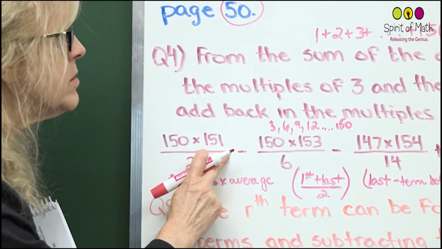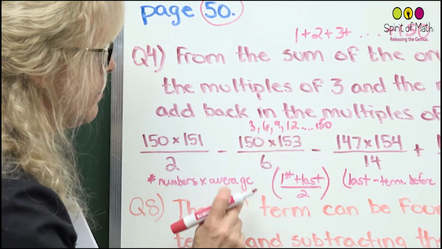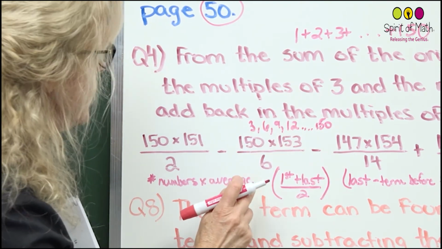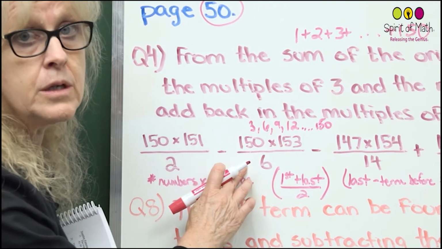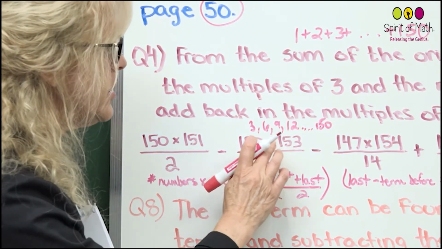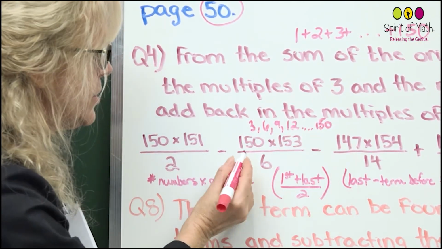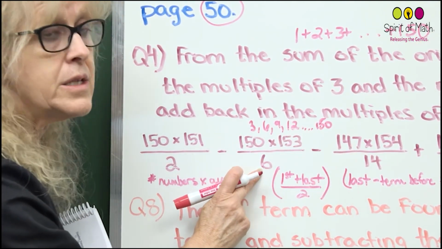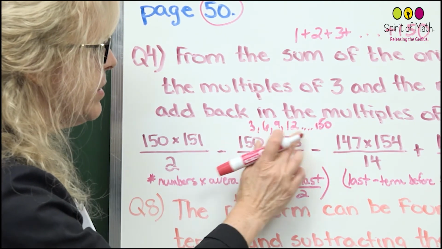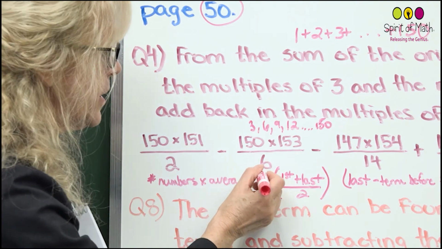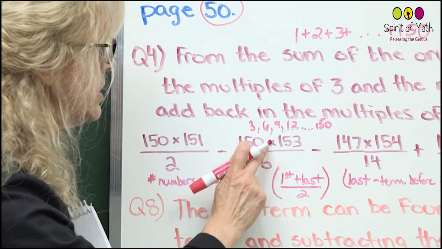Now you have to take out all the multiples of 3. So 3, 6, 9, 12, all the way up to 150. You basically have 150 numbers, and you divide that by 3 to give you the number of numbers, because you only want every third one. And if you notice, there's a 6 underneath here, and that's because the average is 150 plus 3, which is 153, divided by 2. So this is basically 3 times 2 down here. So you've got the number of numbers times the average.